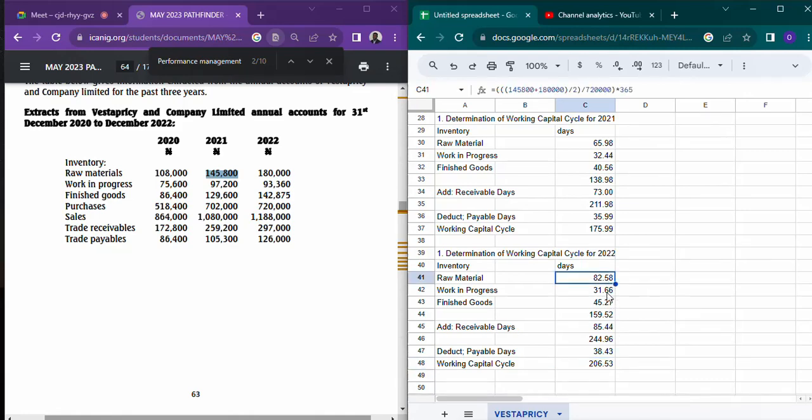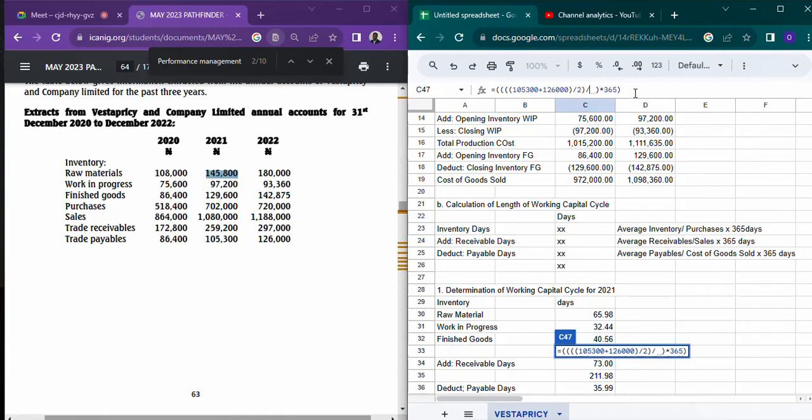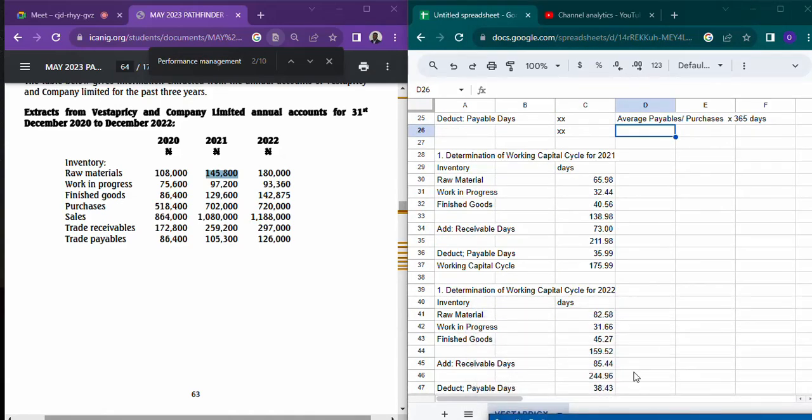No, you've gotten something wrong. I'm not liking this one you're doing here. I'm not following you. 105,000 plus 126,000, divided by 2. Divided, what's the closing balance, please? Are you hearing me? Yes, I can hear you. I'm just calculating now. So here you have what? Divided by what's the purchases, please?